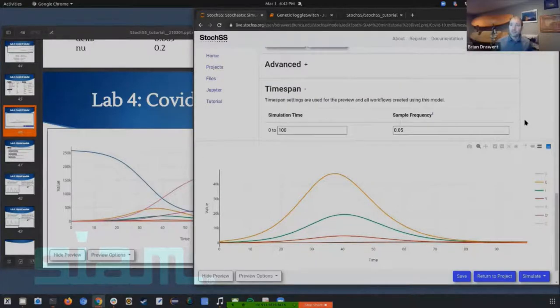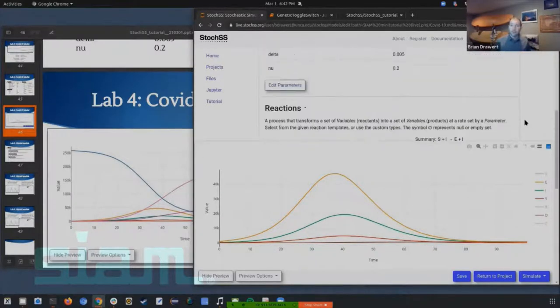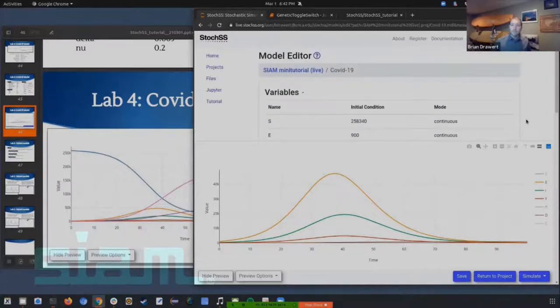Any other questions about our COVID model here? I won't claim any particular predictability from this model, but it does show some very interesting patterns and trends, or at least not within this presentation anyway.